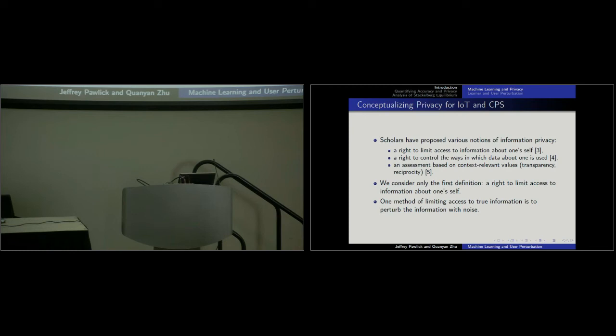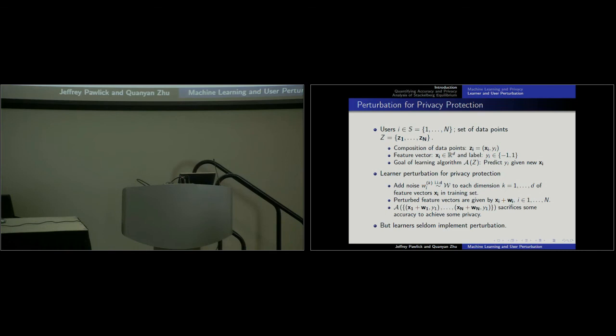So in other words, this is the privacy issue, which actually tries to limit the access to the information about one person. So you actually can do it by yourself, or if you trust the person, he possibly can perturb the data for you. So here is the setting that we were talking about.